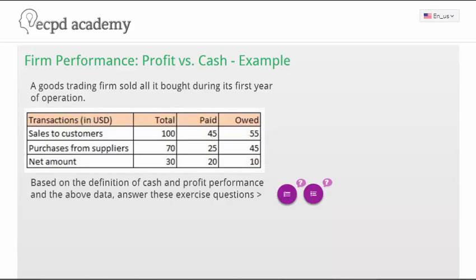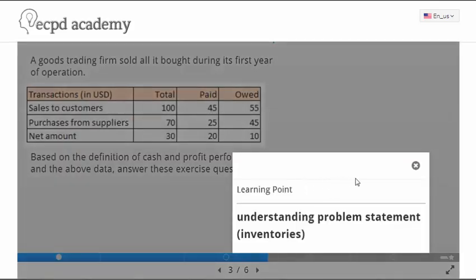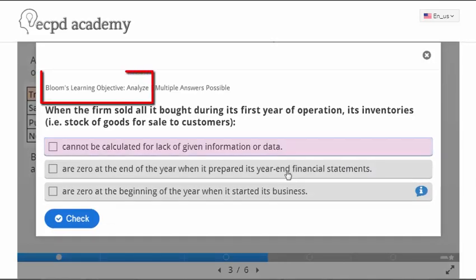But before we do that, the first question requires us to understand the concept of inventories, which pertains to purchased goods that remain unsold at the end of the period. The question is an analyzed question under Bloom's Taxonomy of learning objectives, which requires a higher level of learning. The question asks the balance of inventories at the beginning and end of the year given the information. Take a moment to examine the choices.